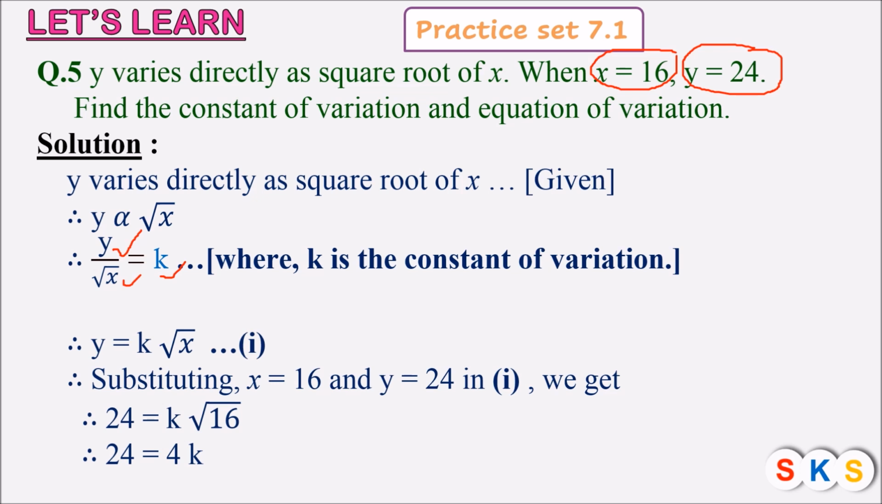Now we will shift 4 to the other side of the equal sign, so we get k equals 24 upon 4. Now we will go for the simplification. We will cancel 24 by 4. We will get 6.